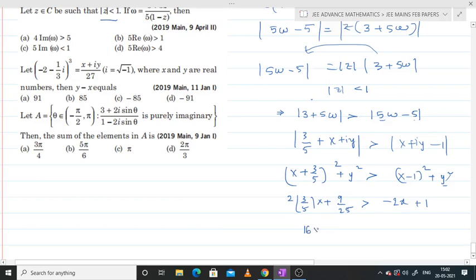So 16x by 5 should be greater than 1 minus 9 by 25, which is nothing but again 16 by 25. So 25 and 25 cancel. So the x part should be greater than 1. So the real part should be greater than 1. And somewhere there is a 5 here, 5 times the real part. So actually this is 5 here and this is 25. So 5 times the real part of omega is greater than 1.